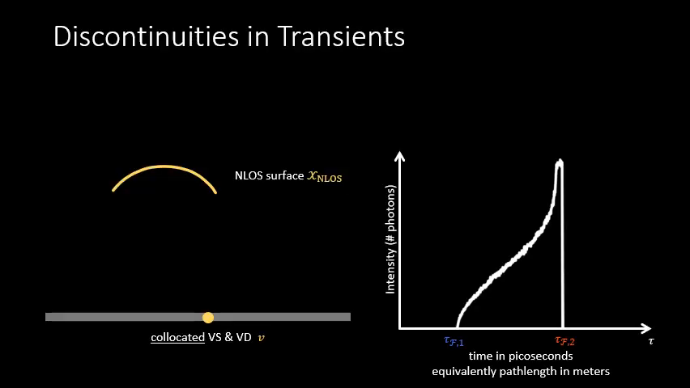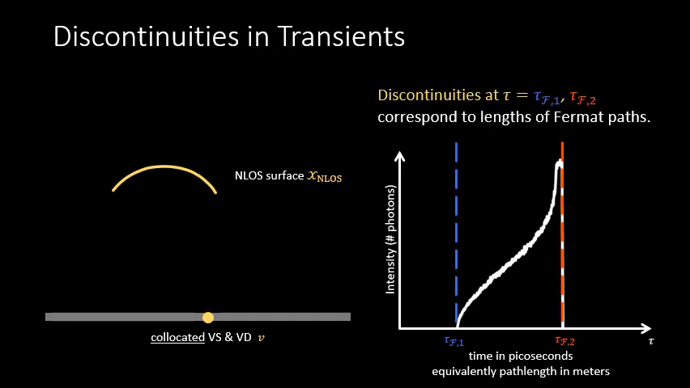Let's now look at the transients we measure in this non-line-of-sight imaging scenario. Our first observation is that these transients will be discontinuous at a number of locations. In the example shown here, this happens at two locations which we mark with blue and red. We can prove that these discontinuities happen at times that correspond to the length of paths in the scene that satisfy Fermat's principle. That is, paths that are locally shortest or locally longest.